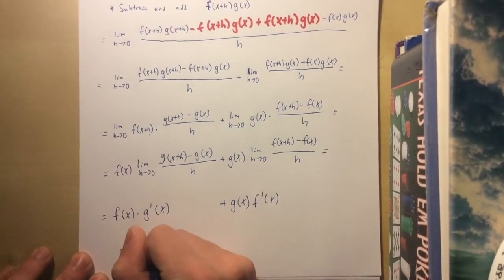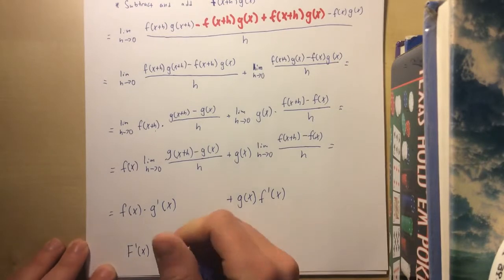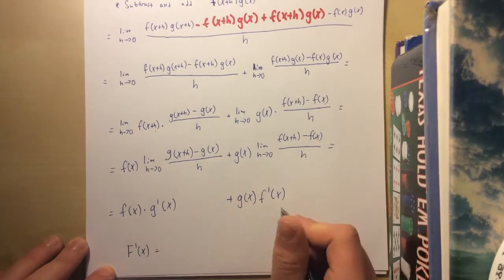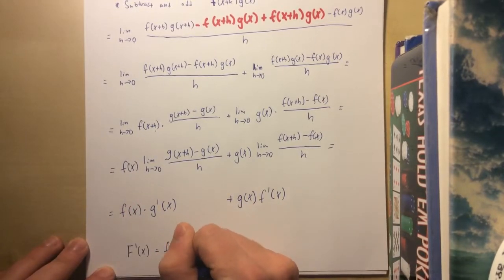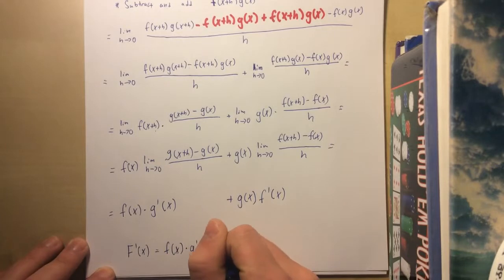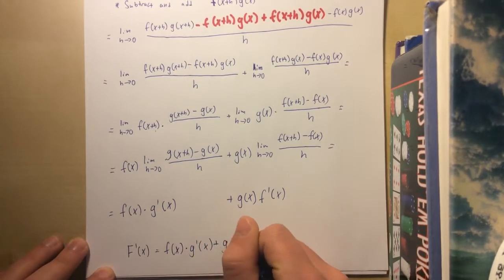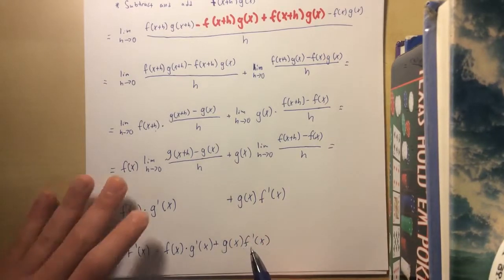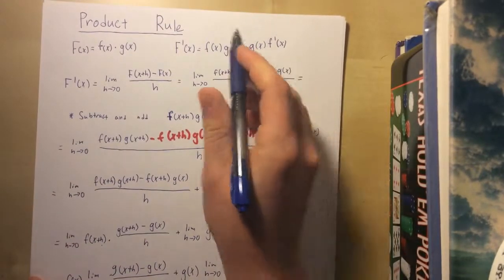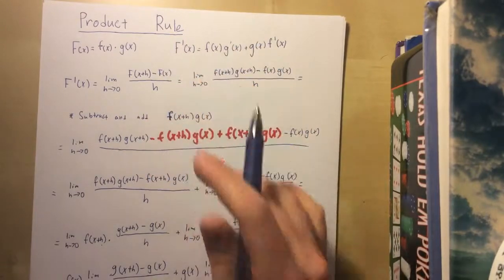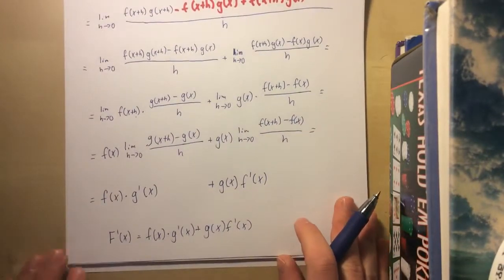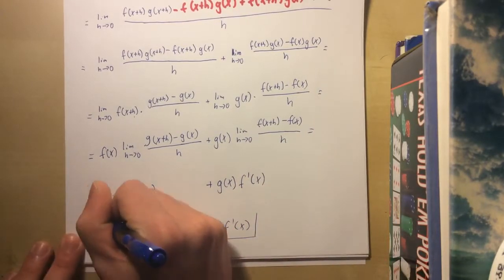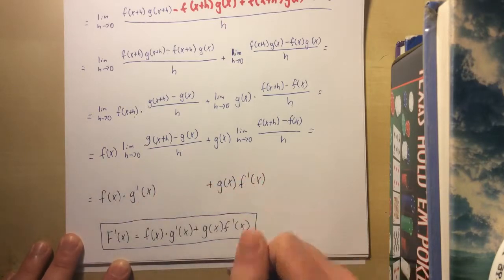And then from there we can say that the derivative of big F, F prime of x, is equal to simply this right here: f of x times g prime of x plus g of x times f prime of x. And as you can see, this is what we started with up here. This is what we said the product rule was, so we just proved the product rule. Definitely memorize this equation. And in the next video, we'll go over just a couple practice problems.